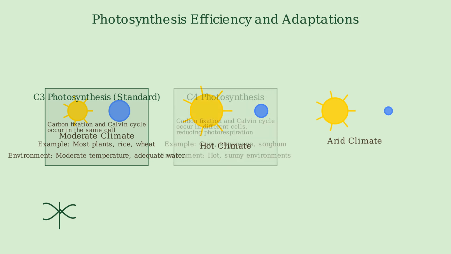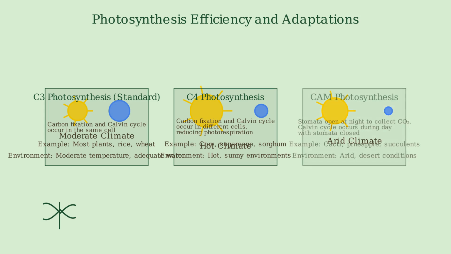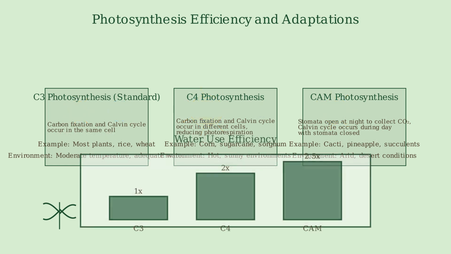In hot, sunny environments, C4 plants like corn have evolved a two-step process that reduces photorespiration, making photosynthesis more efficient when it's hot. Desert plants like cacti and succulents use CAM photosynthesis, opening their stomata at night to collect carbon dioxide while reducing water loss, then performing the Calvin cycle during the day with closed stomata. These adaptations dramatically improve water use efficiency, which is critical in water-limited environments.